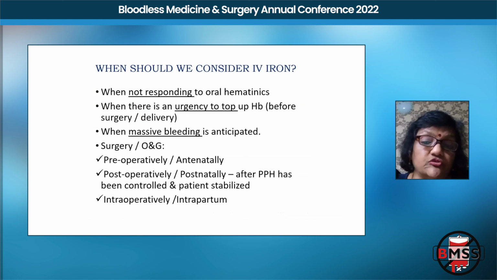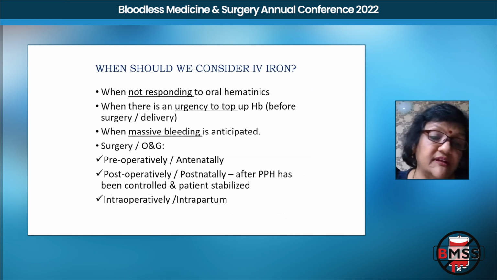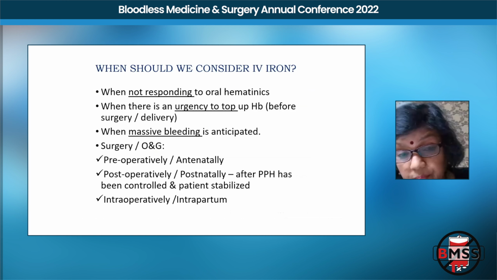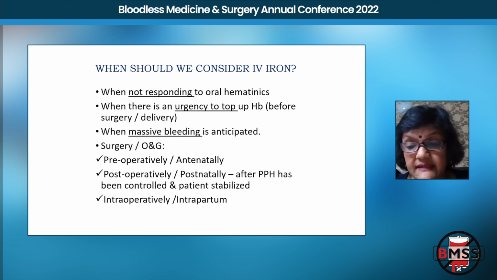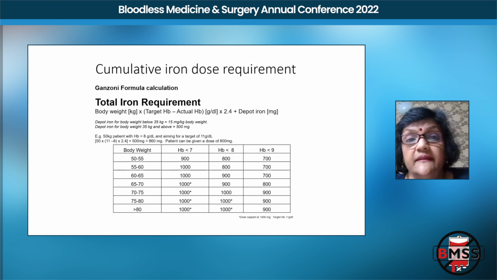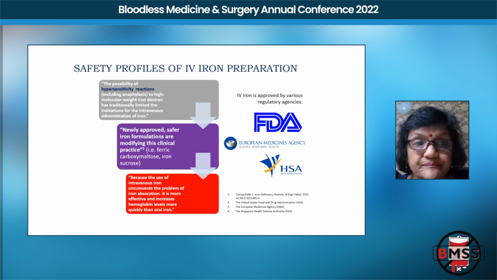So when should we resort to intravenous iron? When the patient is not responding to oral iron, when there's an urgency to top up hemoglobin, and when massive bleeding is anticipated antenatally, postnatally, intraoperatively, or intrapartum. At the moment, we have not given any intrapartum or intraoperative IV iron, but we are quite comfortable giving it antenatally and postnatally. The iron dose required is calculated using the Ganzoni formula.